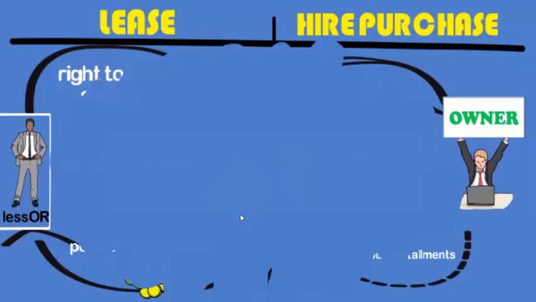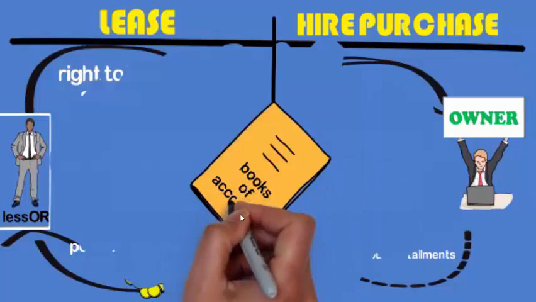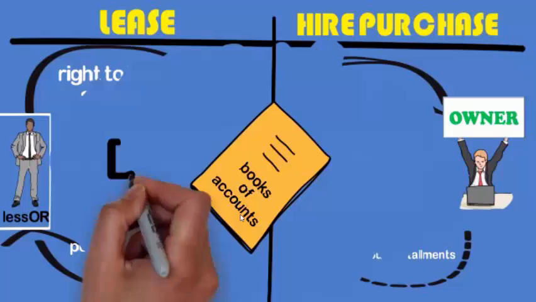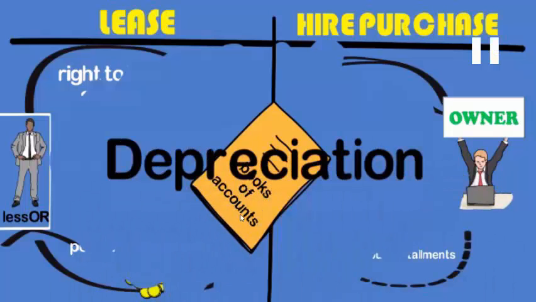So, in the books of accounts of the lessor, the owner, it will be reflected as an asset. And when the asset is appearing in the balance sheet, you can claim the depreciation on that asset. So the advantage of depreciation in lease goes to the lessor, and in hire purchase, it goes to the hirer.